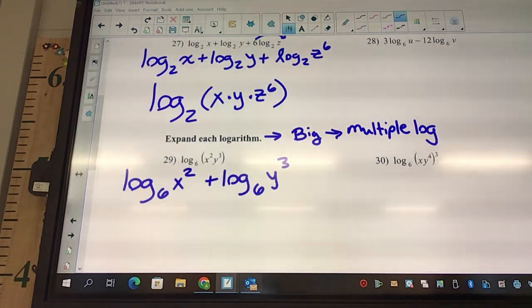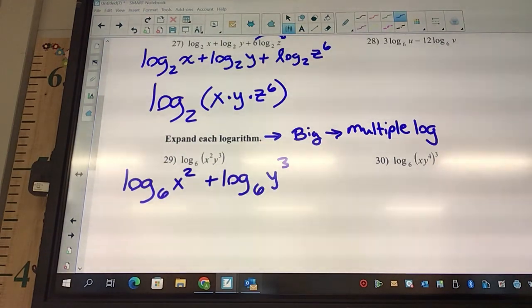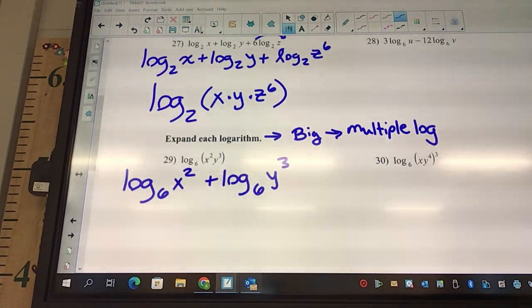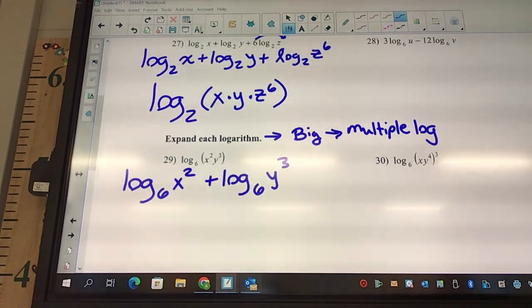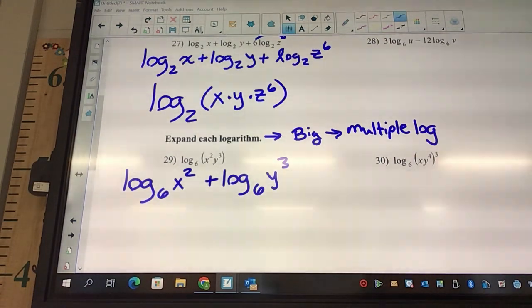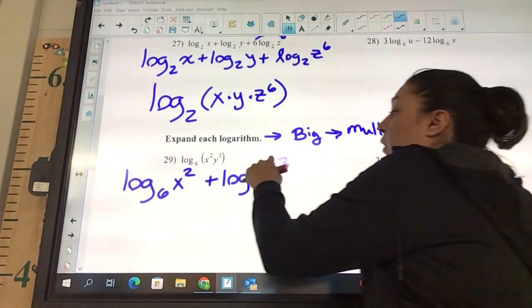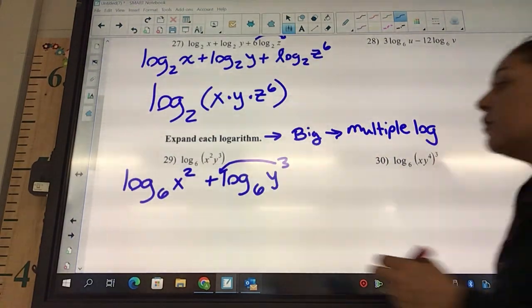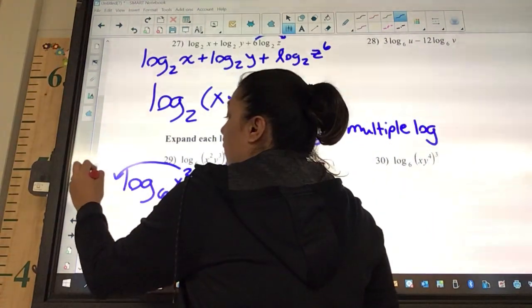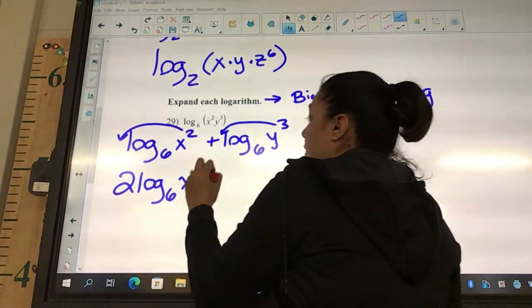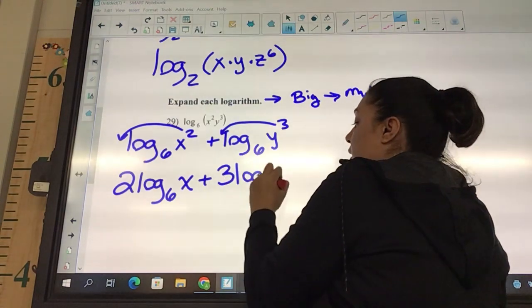Okay, and then what? Then you gotta move the 3. We gotta move the 3 where? To the front. First log, or the second log. Of the second log, okay? It is gonna go to the front, but here. What else? The 2 also needs moved. Okay, so it's gonna look like 2 log 6 of x plus 3 log 6 of y.